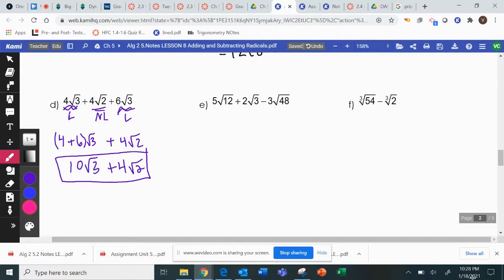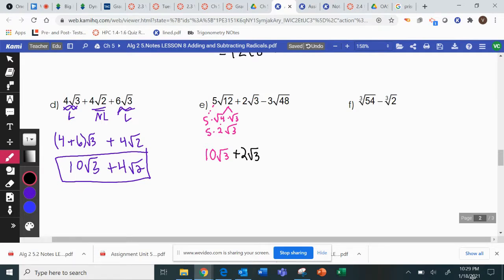Question E. So none of these are like. But I happen to know that square root of 12 does simplify. Square root of 4 times square root of 3. 5 is still in front. So 5 times this becomes 2 times square root of 3. So this 5 square root of 12 is actually 10 square root 3. That middle term is still plus 2 square root 3.